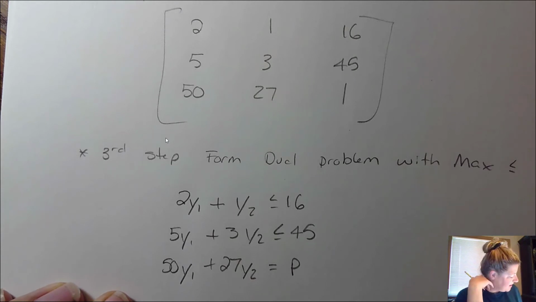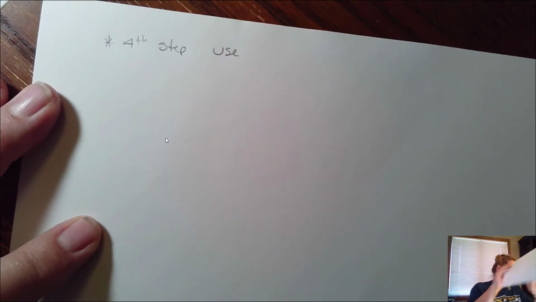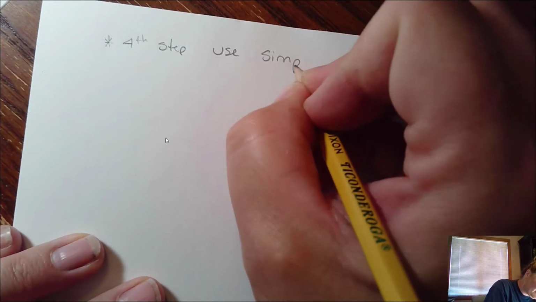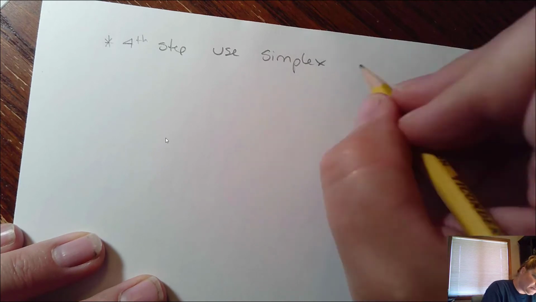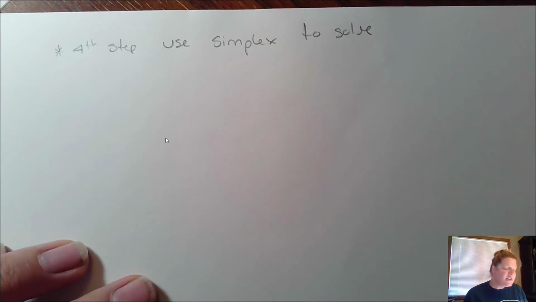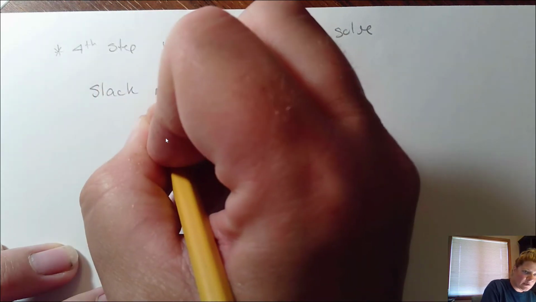Now we're just going to use the simplex method to solve this. But again, it's a little bit different on our solution. So let's go ahead and go to our next step. So fourth step is to use simplex. Okay, so let's use simplex to solve. So let's go ahead and write out our slack formulas or equations.